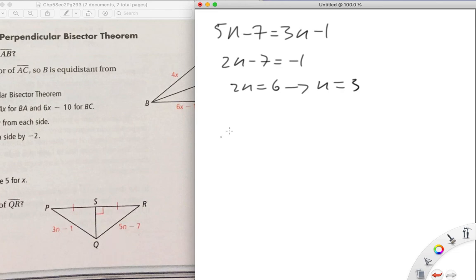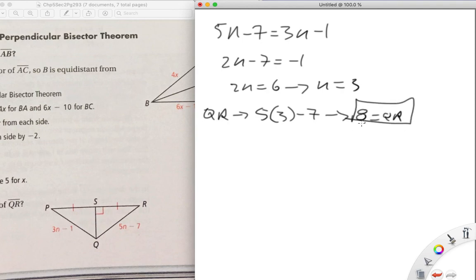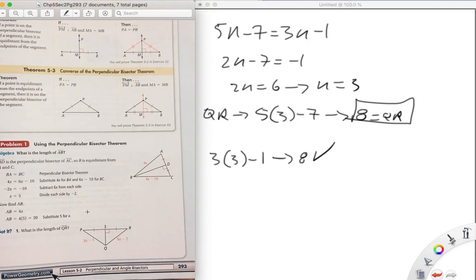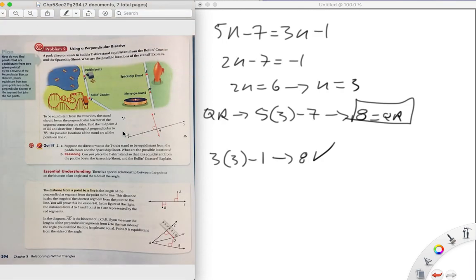Alright, since I want to find QR, I could plug it into either one, and I should get the same answer. So for QR, it's 5 times 3 minus 7. 5 times 3 is 15. 15 minus 7 is 8. So QR equals 8. But if I wanted to plug it into the other one, I should get the same answer. 3 times 3 is 9. 9 minus 1 is 8. So it checks. Good. So that's the perpendicular bisector theorem and the converse.